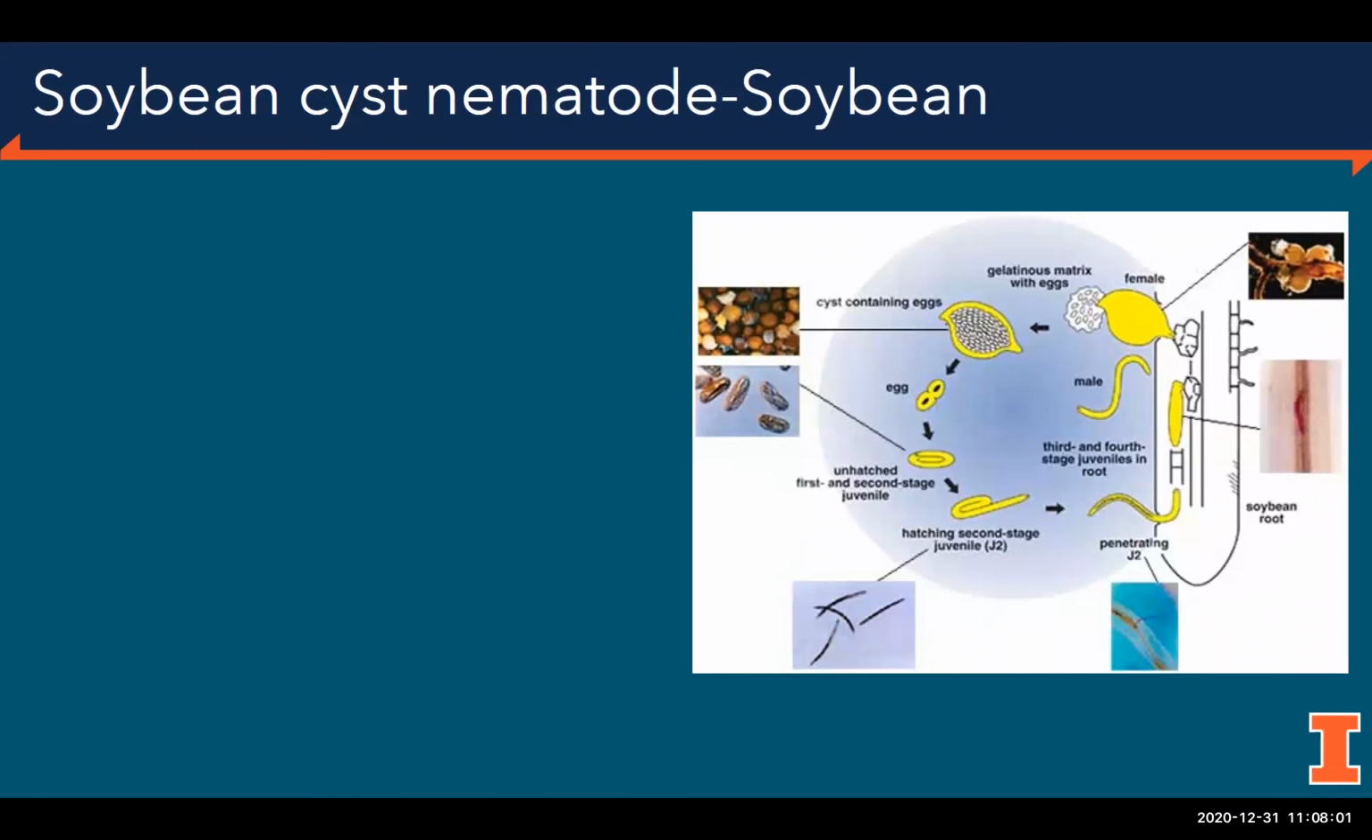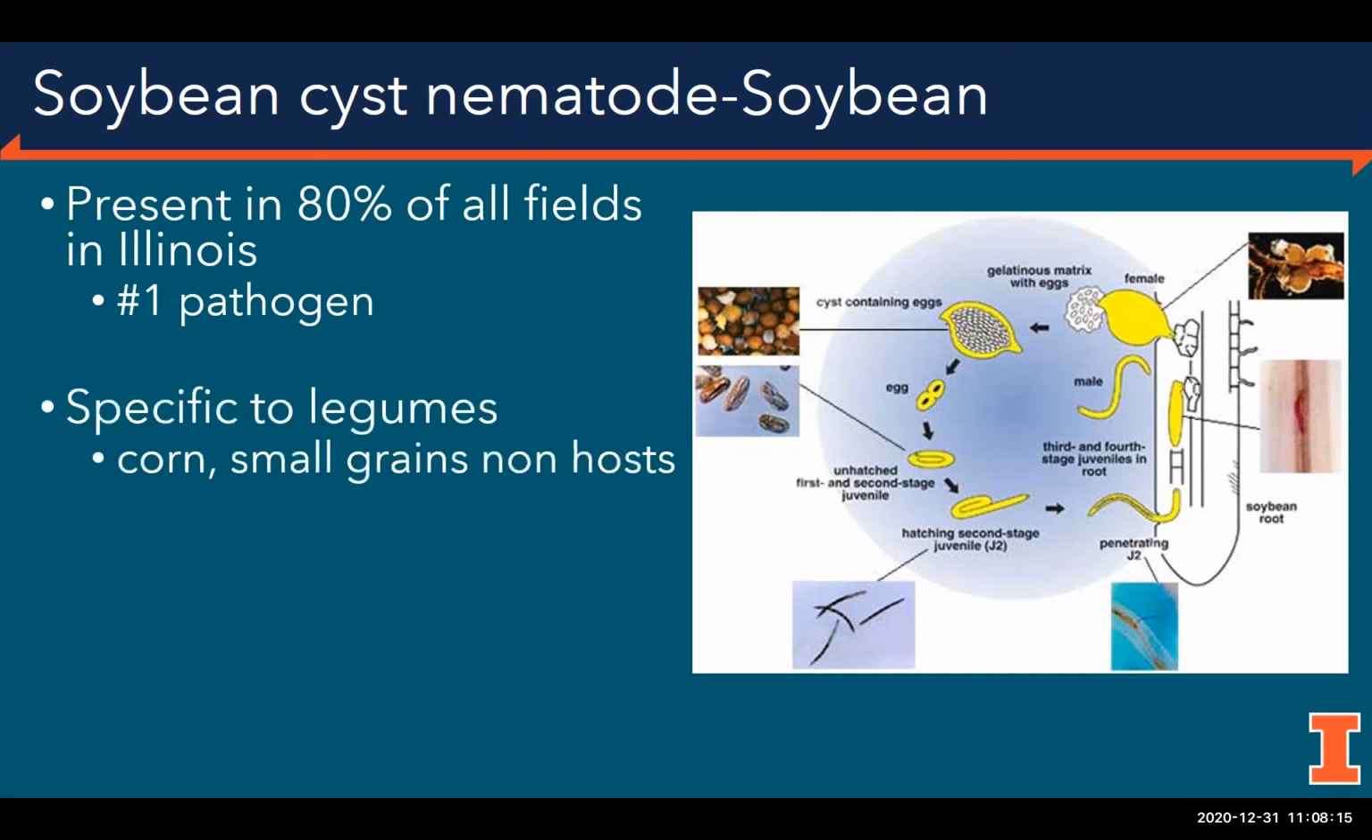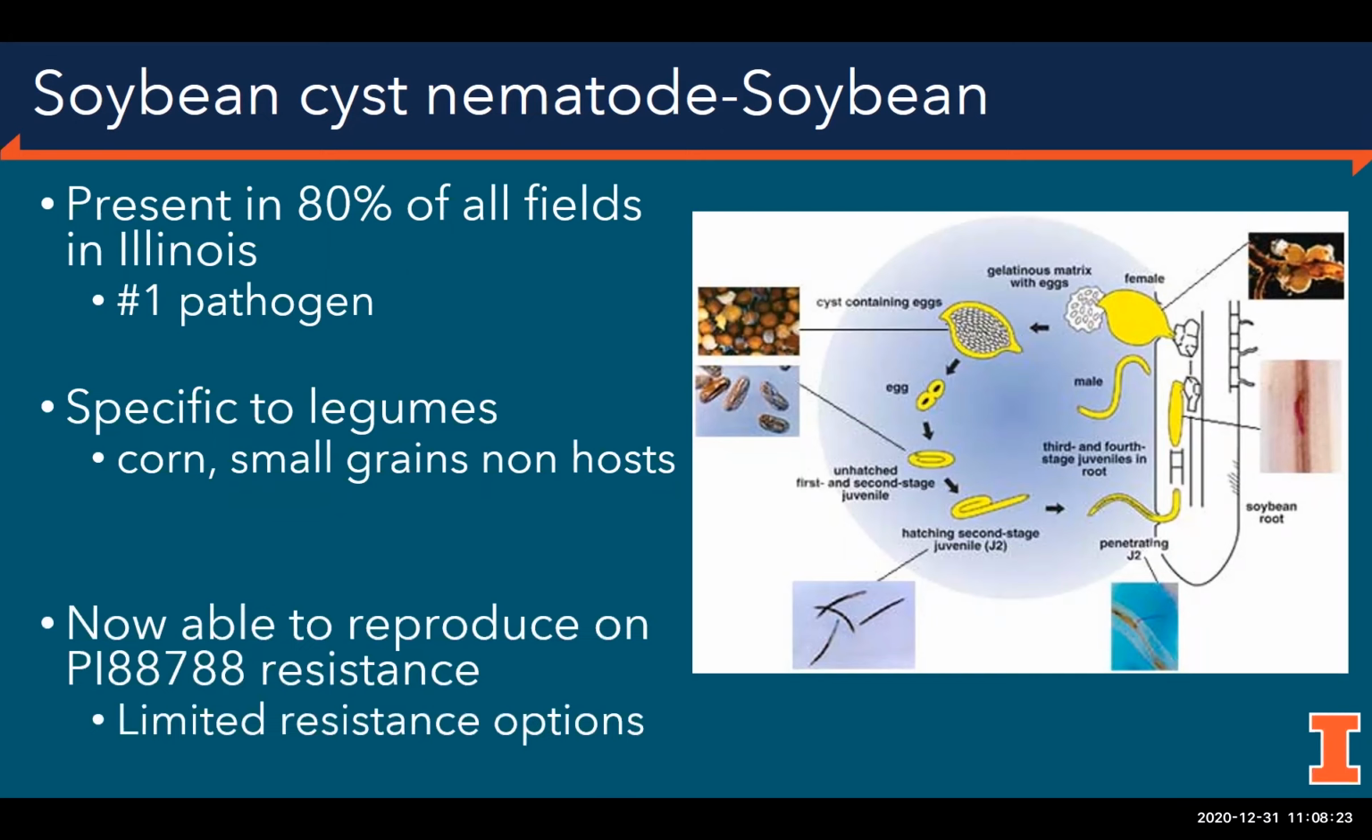Soybean cyst nematode, and you guys have heard about this for a long time, and we're all very familiar probably with it. I'll bring it up in case you aren't familiar. This is present in 85% of all the fields we have in Illinois. It's our number one pathogen of soybean, very specific in terms of its host range. So this one isn't going to be infecting corn and small grains. It's going to be focused on our legumes.